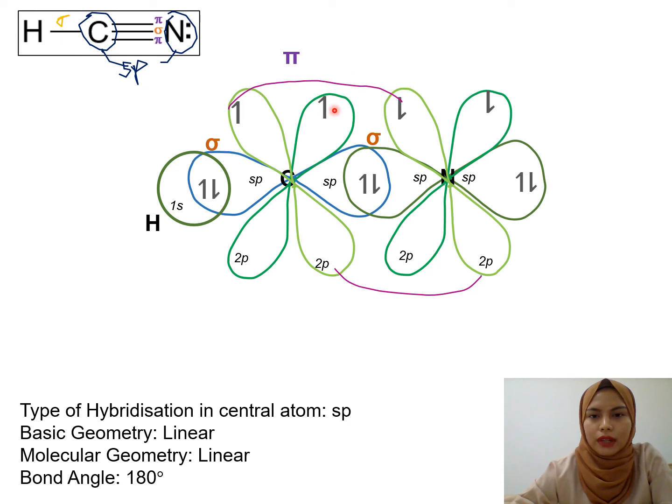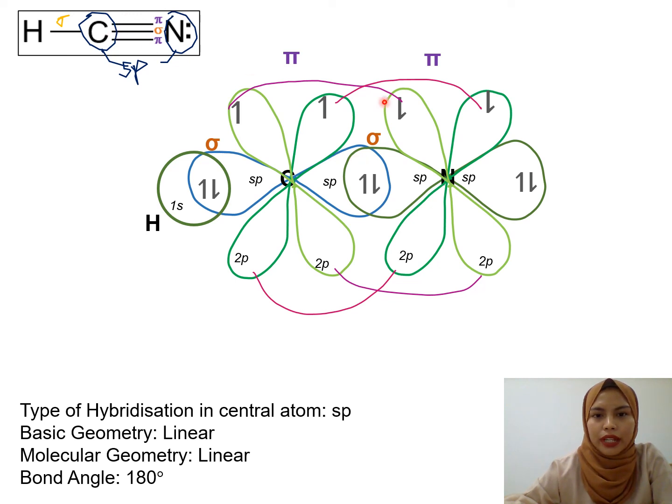Okay, so apa yang berlaku ialah mereka akan buat overlap side to side. So untuk show the overlap side to side tu, I will show it by drawing this bridge between them. Okay, and then I will describe the overlap ni as pi overlap to show that there is another pi bond here. So sekarang ni if I look at this whole molecule, I should have 2 sigma bond, okay, dan juga 2 pi bond. So dah describe everything.